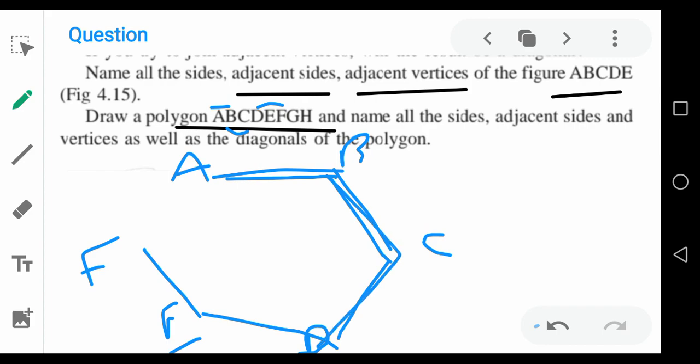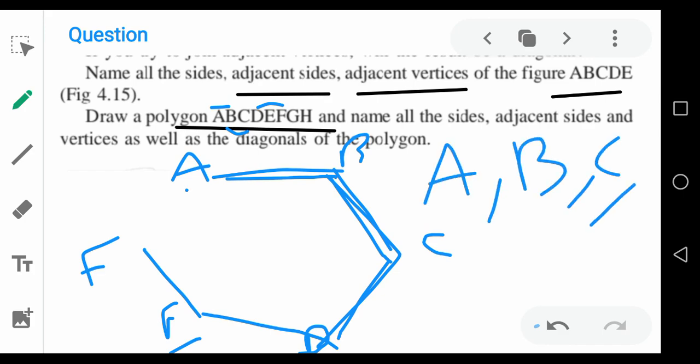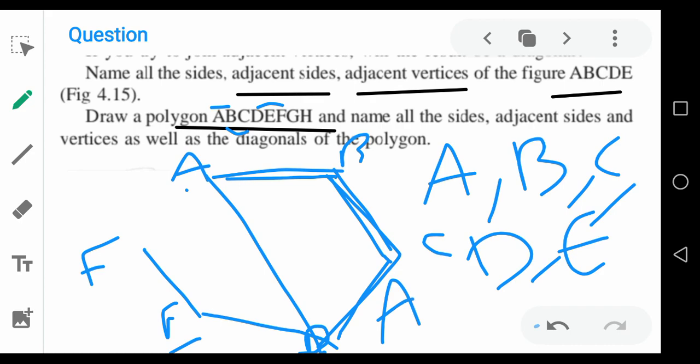Then vertices. Which are the vertices? A, B, C, D, E. Like that you have to write the vertices. Vertices means that points only, no. So A, B, C, D, E, F, G, they are the vertices. Then you have to write the diagonals. You know what are diagonals? For example, A and D. AD is a diagonal. So line segment AD you have to write as a diagonal. So this is how you have to write.